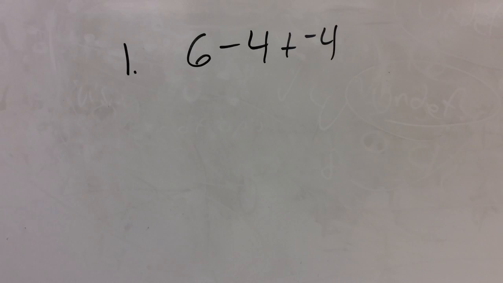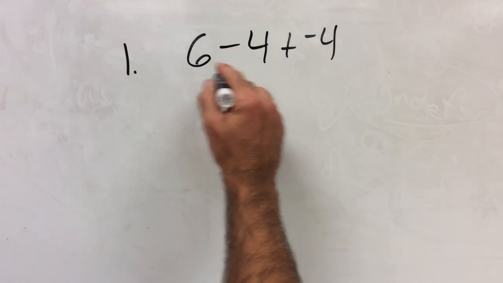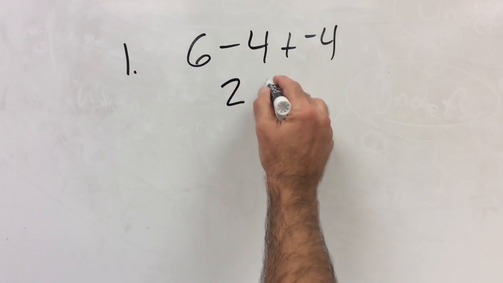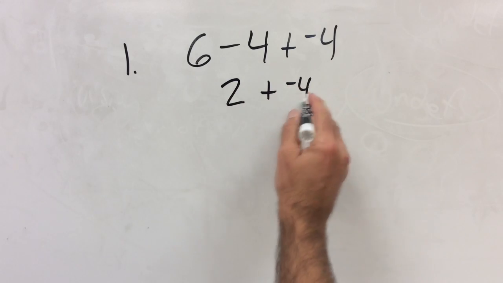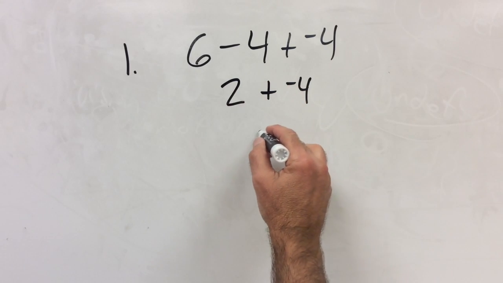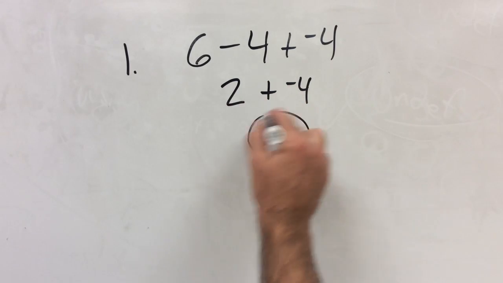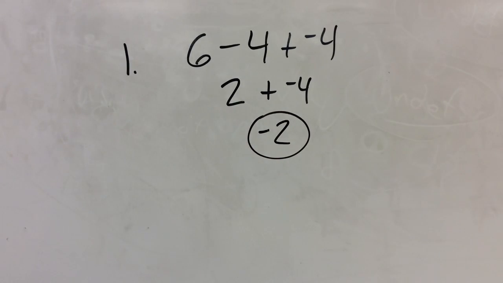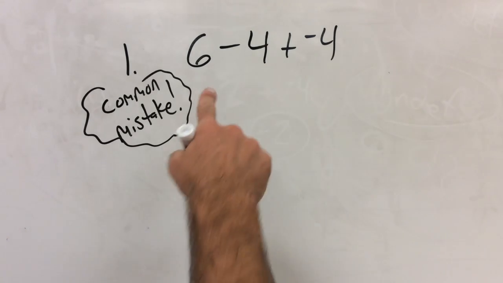In order to do the first example, we see subtraction and addition. So we're going to work left to right. So we do the subtraction first. Get 2, add -4 to it. They have different signs, so you subtract their absolute values and keep the sign of the greater absolute value. -2 is the answer.